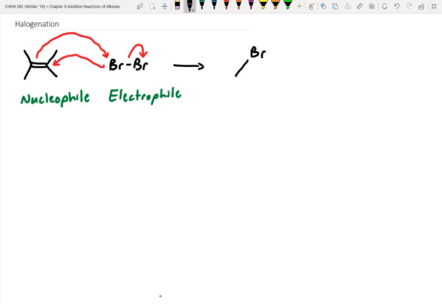Let me clean this up. And you get this triangle-looking thing. And bromine now has a positive charge to it. This is called a bromonium ion. This just looks wrong intuitively. Does anybody know why it looks wrong?